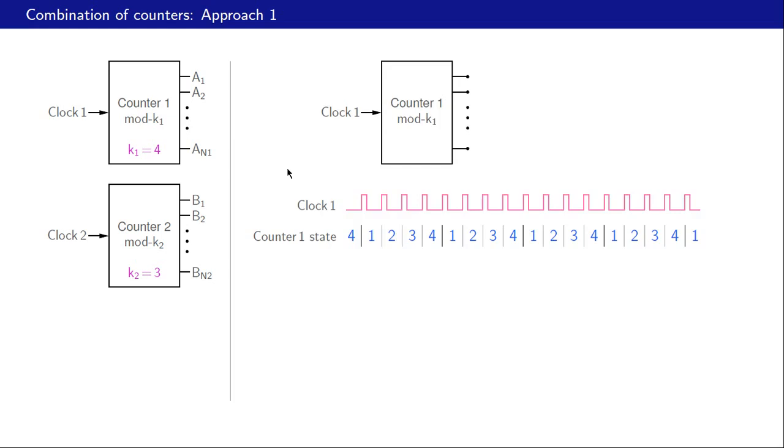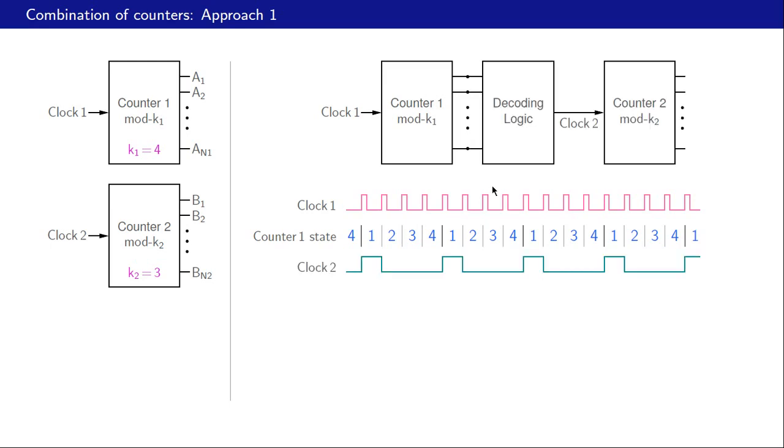Alright, so here is our counter 1. It's a mod 4 counter, so it has 4 different states called 1, 2, 3, 4 here. This is the clock for the counter, which is called clock 1. In the first clock period, the counter is in state 1, then it is in state 2, 3, 4, and then back to state 1, and then that repeats. What we do now is to use some decoding logic to derive the clock for the second counter, which is called clock 2 here, from the outputs of the first counter.